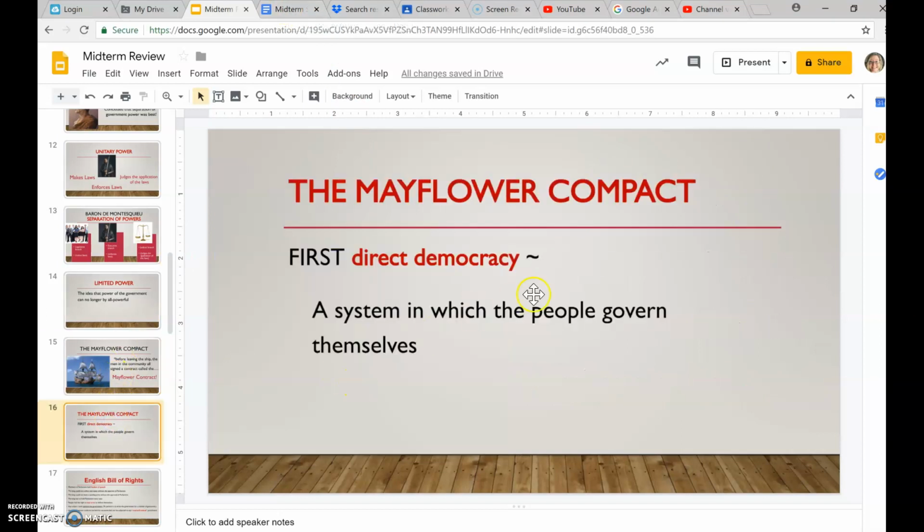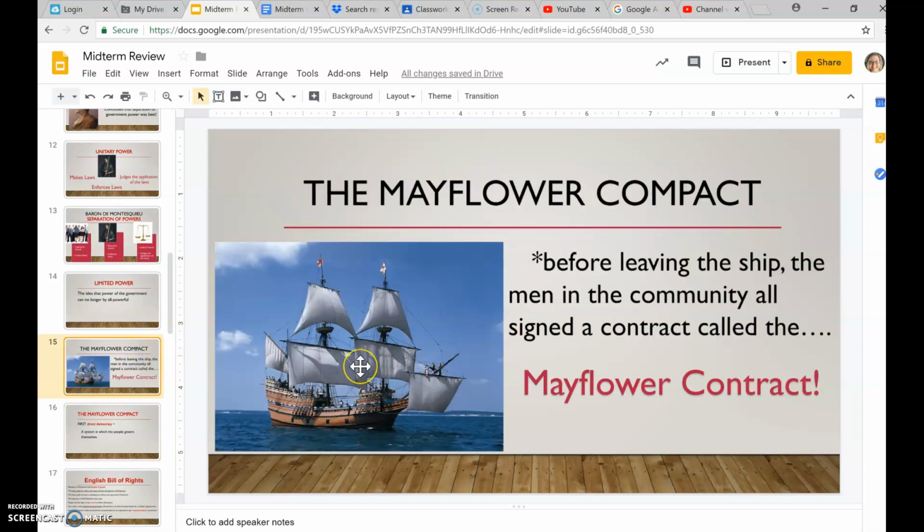And it was a direct democracy. Every person on that boat got to vote. Well, if you were a man. If you were a woman, you didn't have any rights. If you were a kid, you didn't have any rights. Slave, you didn't have rights. So they created their own laws because they knew that they were going to be far, far away from England and couldn't obey its laws because it would be so far away. So they had to make up their own. This is a great example of self-government, or self-governed.